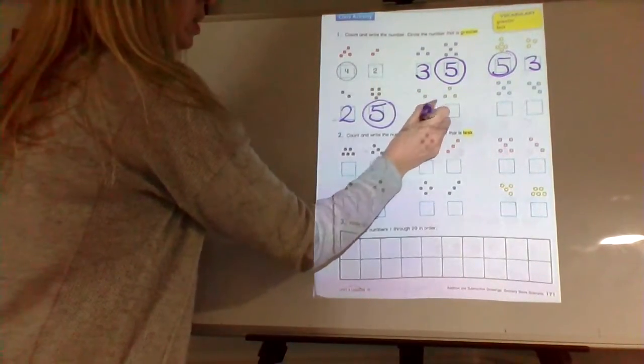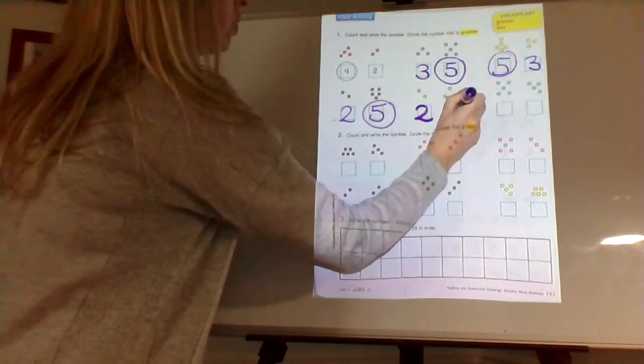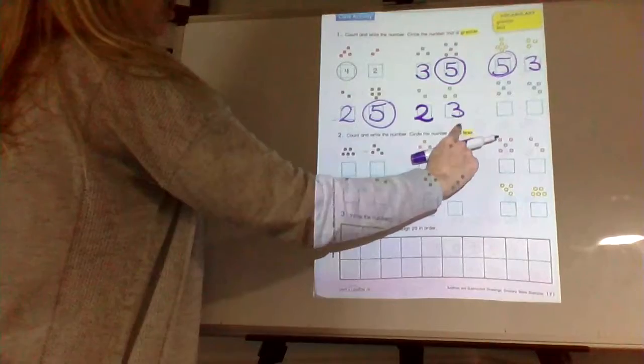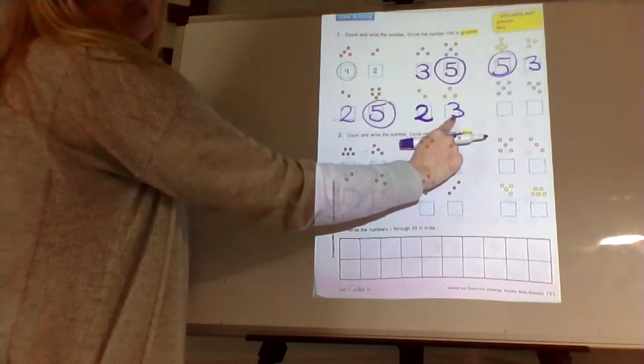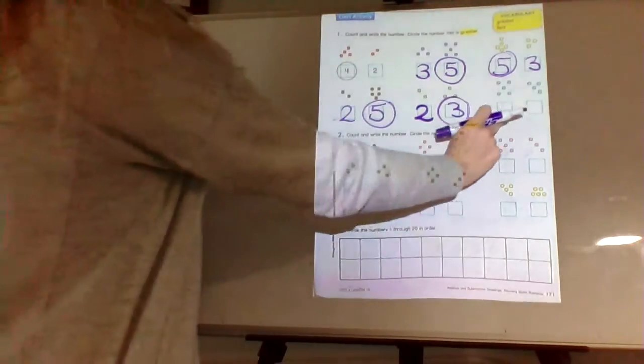Okay. How many in the first set? 2. How many in the second set? 3. Which number is greater, 2 or 3? Which is the bigger number? Which has more? 3.